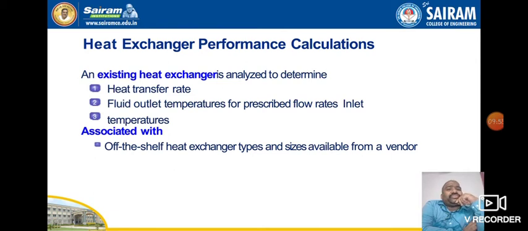Coming to the performance calculation, suppose you want to calculate the performance of the heat exchanger or analyze the following things. First, find the heat transfer rate, that is Q, and second, find the outlet fluid temperature, prescribed by the flow rate at the inlet. We have to find Tco or Tho based on the inlet conditions. If it is associated with an off-the-shelf heat exchanger type, we must know the size available from the vendor, and only then can we find the other parameters.